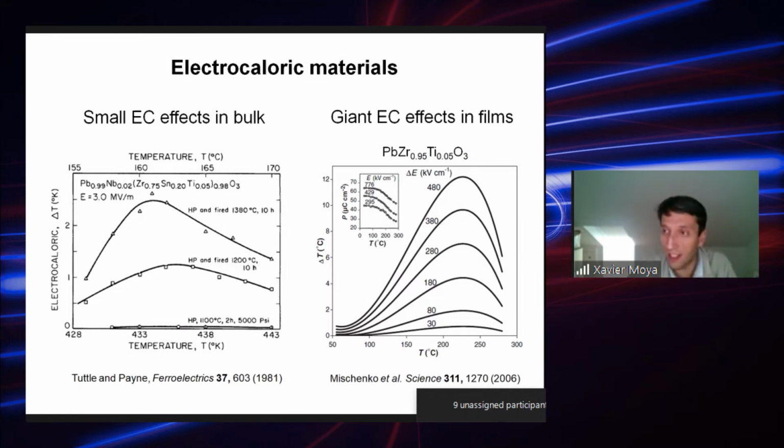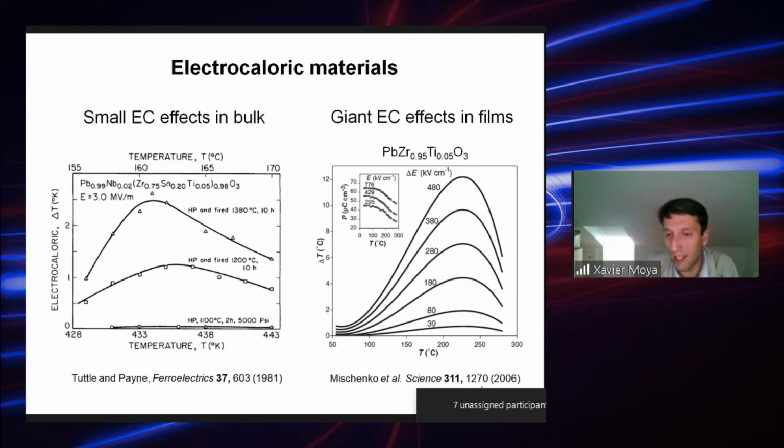But then in 2006, my colleague Neil Mathur here in Cambridge basically proposed to use thin films. And why is that? It's because in thin films, it's known that the breakdown field is inversely proportional to the thickness of the material, which means that the thinner the ferroelectric material, the bigger the electric field that you can apply. And that means that the larger electrocaloric effect you will have.